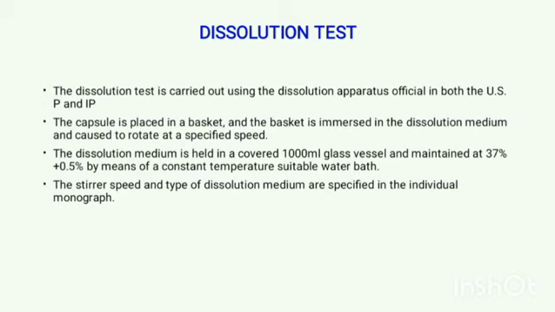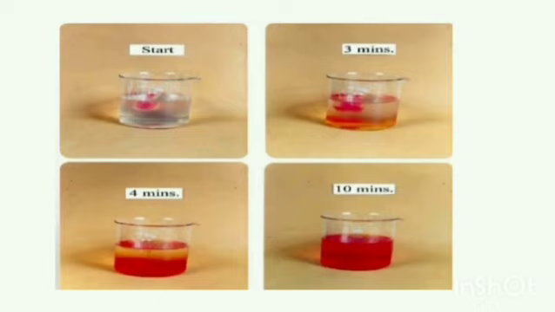The stirrer speed and type of dissolution medium are specified in the individual monograph. Here are some pictures of observations of the dissolution test. Initially, the capsules are dissolved in water at room temperature. After that, observations are taken randomly at 0 minutes, 3 minutes, 4 minutes and 10 minutes. After 10 minutes, the capsules are fully dissolved in the water.